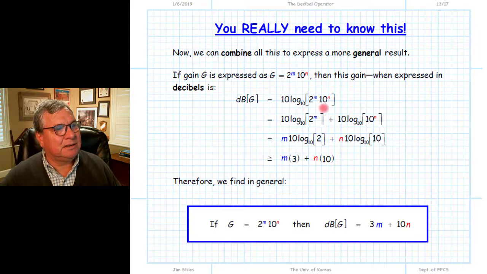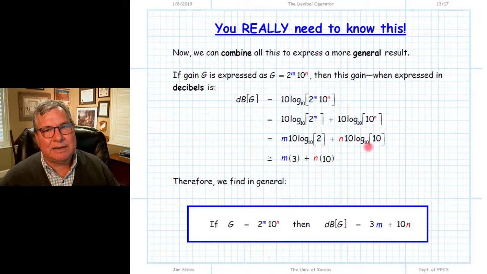So we take 10 log 10 of this result, 2 to the m times 10 to the n. And of course, when it comes to logs, the log of x times y is equal to the log of x plus the log of y. Again, I say that again. The log of x times y is the log of x plus the log of y. That's a very important identity to keep in mind when you're using the decibel operators here. So we can separate it into this form. And now, of course, we have 2 to the m, which we can pull the m out front, and 10 to the n, which we can pull the n out front. And so these are simply each of the two identities that we had prior. We know this is equal to m times 3, and this is equal to n times 10.